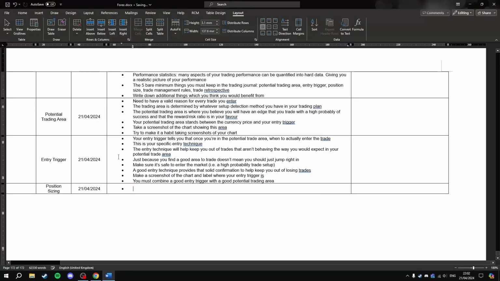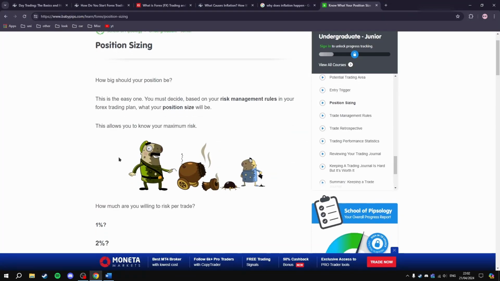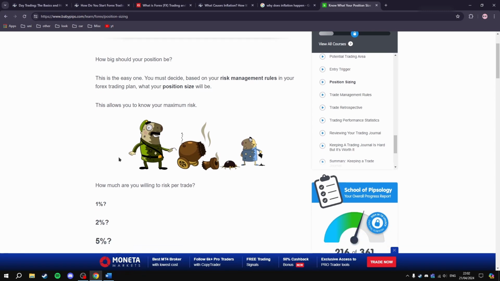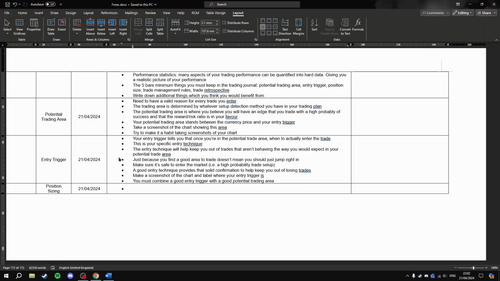How big should your position be? This is the easy one. You must decide based on your risk management rules and your forex trading plan what your position size is.